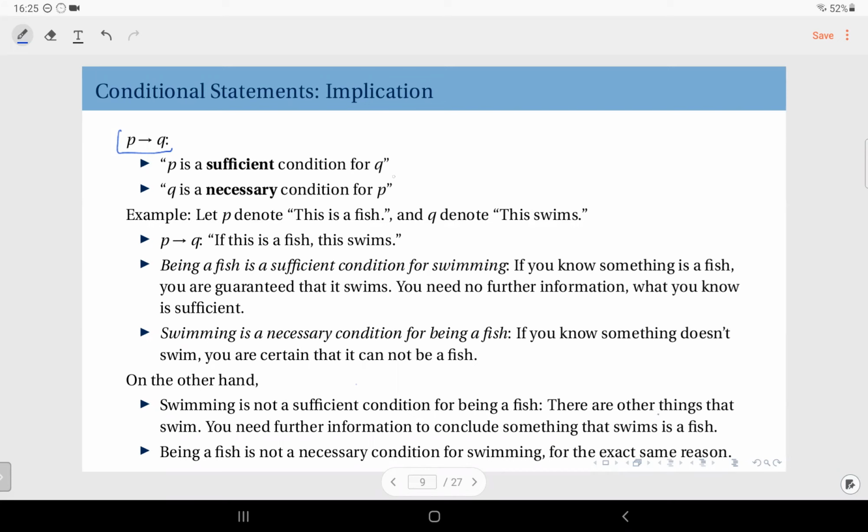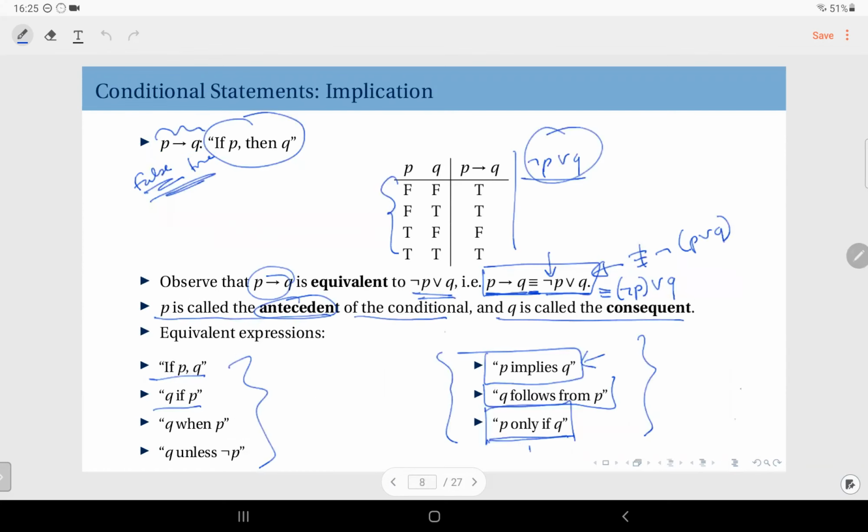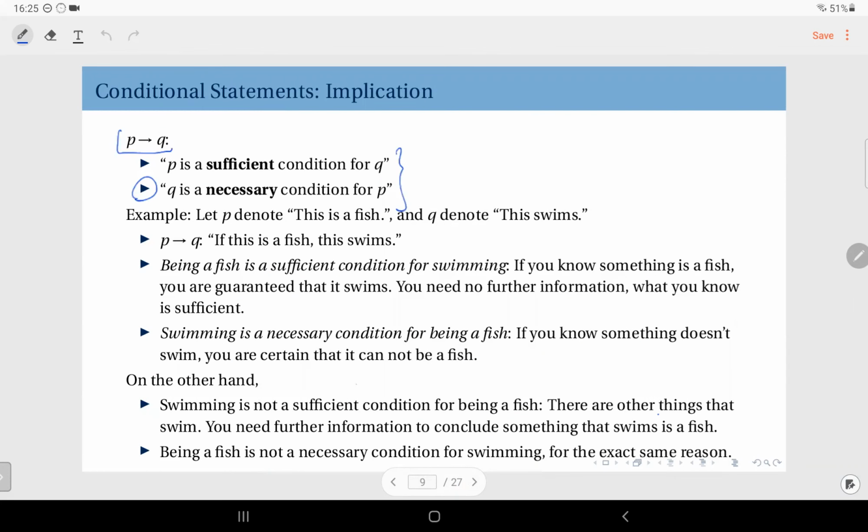In general, we will say that P, the antecedent, is a sufficient condition for Q. On the other hand, the consequent Q is a necessary condition for P. And this one actually explains that last statement here, P only if Q. Okay, so let's think about these a little bit more. What do we mean by a sufficient condition?